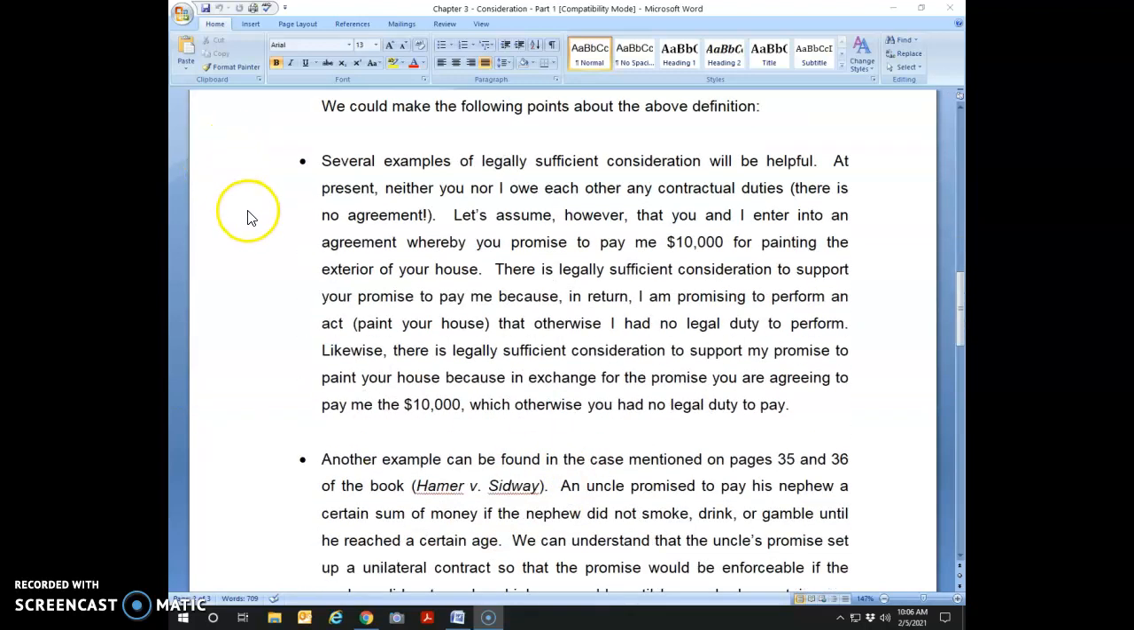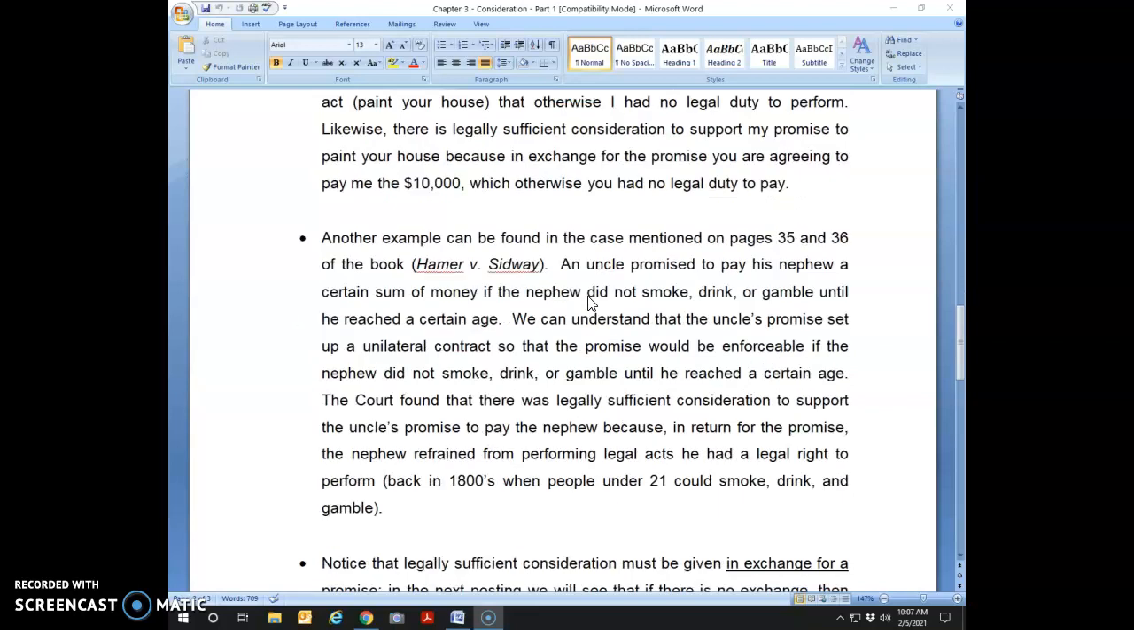And in the next couple of paragraphs, I give you examples of both parts of the definition of legally sufficient consideration. So the first one is, in exchange for a promise, the other party promises to perform an act they otherwise had no legal duty to perform. And in the second one, in exchange for a promise, the party refrains from performing an act that the party otherwise had a legal right to perform. Let's talk about the second one a little bit.